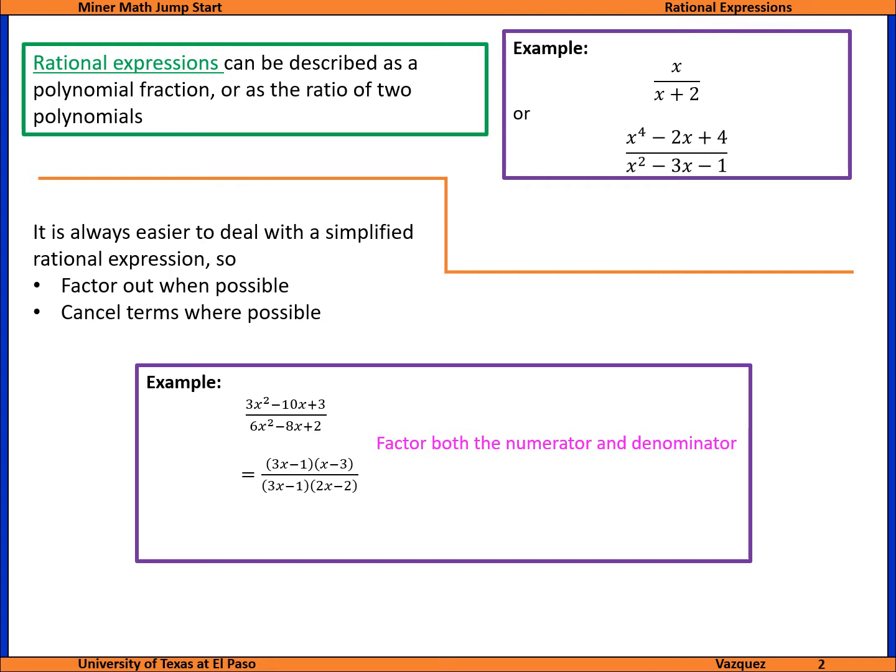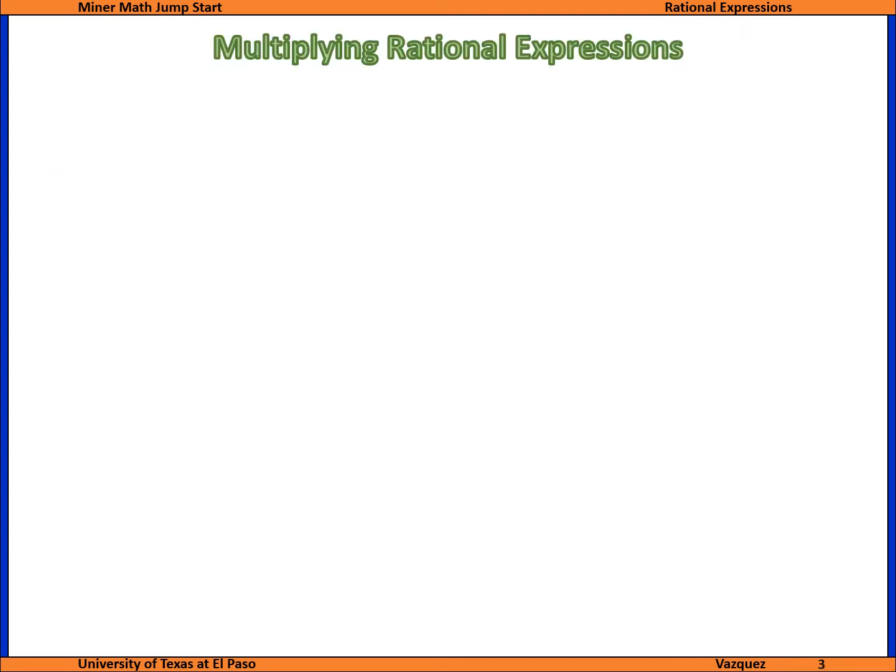And from there, we can notice that both in the numerator and in the denominator, we have 3x minus 1. So we can go ahead and cancel those out. And we're left with x minus 3 in the numerator, and in the denominator, we have 2x minus 1. Now, this is pretty much just factoring and canceling things out. But we're going to also be multiplying rational expressions. So let's go ahead and move on to that one.